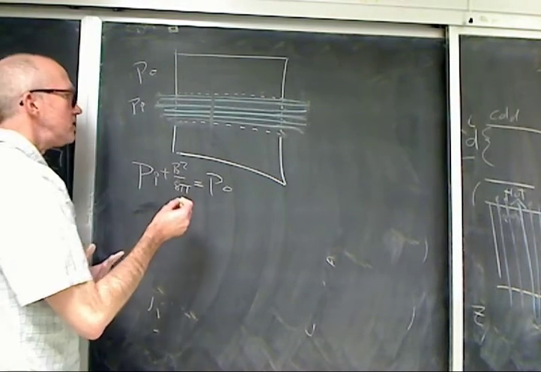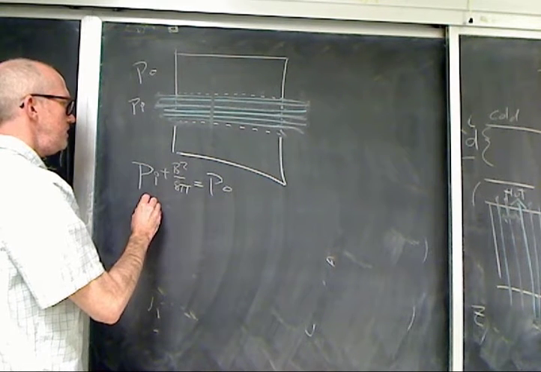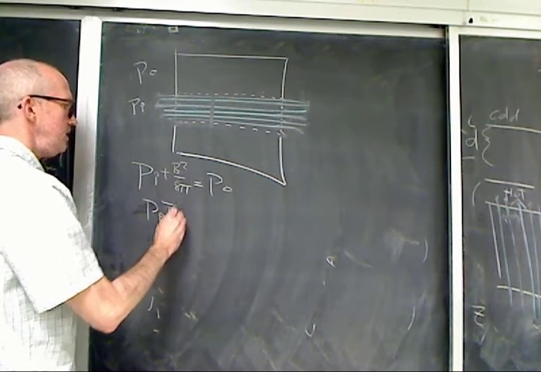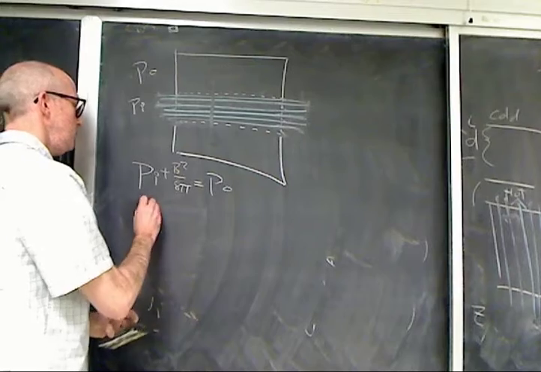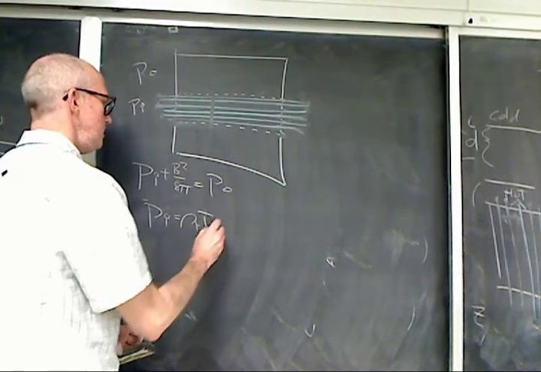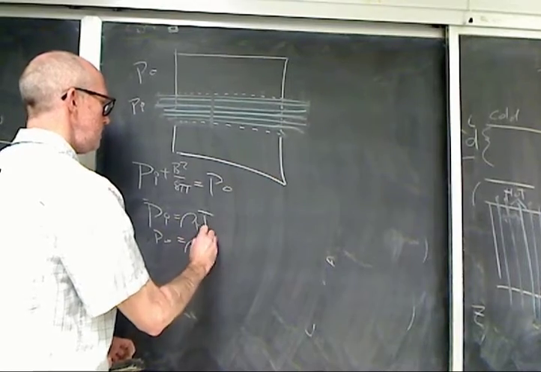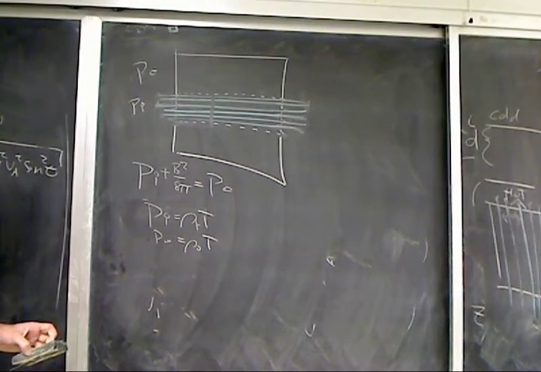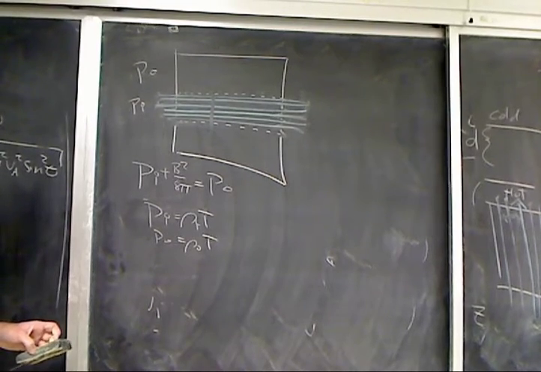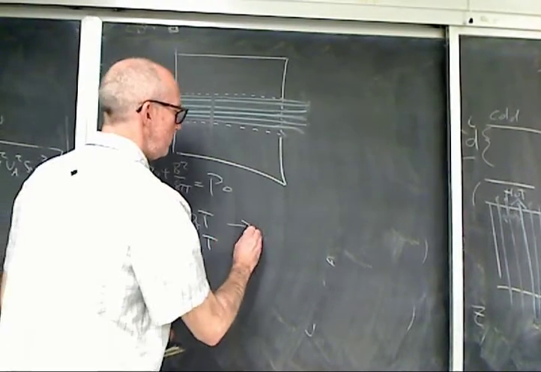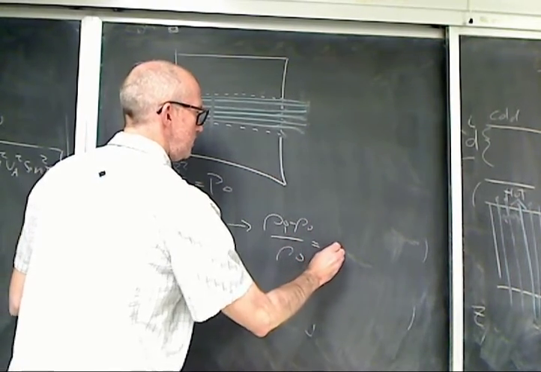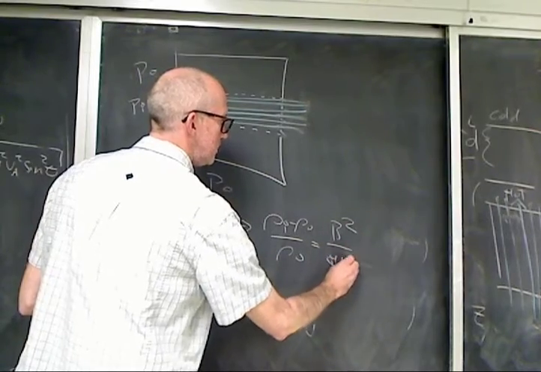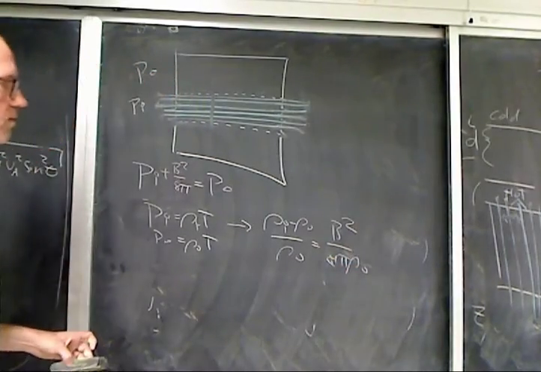Now, if we assume that the temperature is constant, then P inside equals rho inside T, and P outside equals rho outside T. You can see by doing a little bit of algebra that rho inside minus rho outside over rho outside equals minus B squared over 4 pi rho outside. We just do a little bit of algebra.